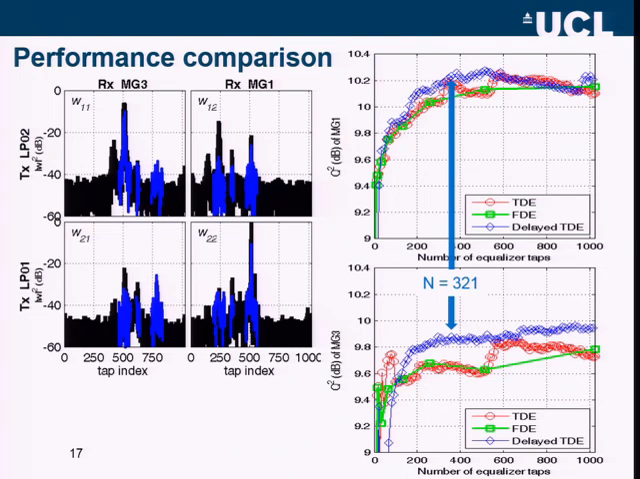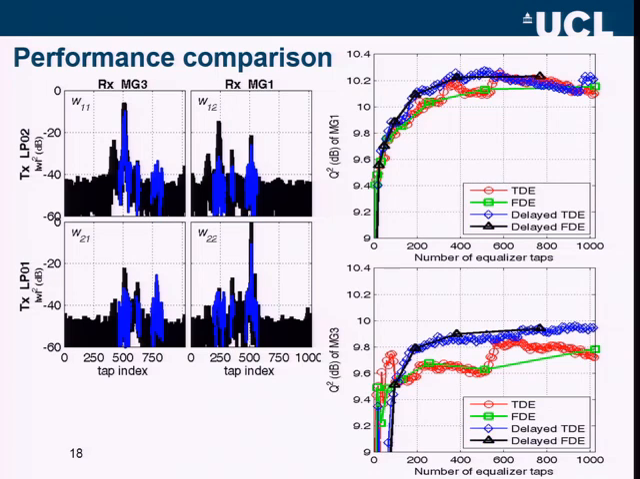However, the best performance was achieved by a total number of 321 taps. Again, this is higher than 64 as I mentioned earlier, so it's better to actually use a delayed frequency domain equalizer. Here we see the performance follows the same as the delayed time domain equalizer, which is approximately 0.1 to 0.2 dB higher than the conventional frequency domain equalizer.